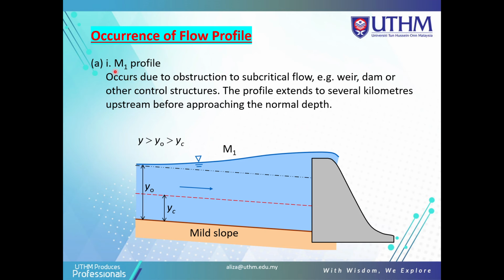So the M1 profile is based on region 1, mild slope at region 1. It occurs due to obstruction to subcritical flow, for example a weir, dam, or other control structure. The profile extends several kilometers upstream before approaching the normal depth. So we know that Y is more than Y naught, which is more than YC. This is M1 here, mild slope.